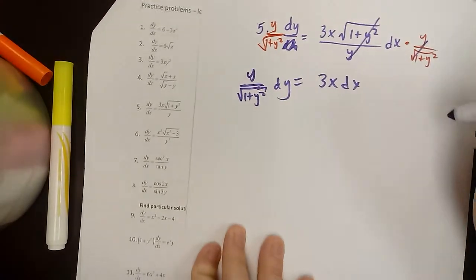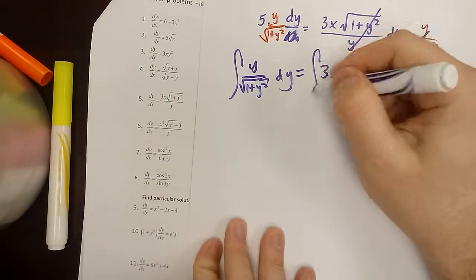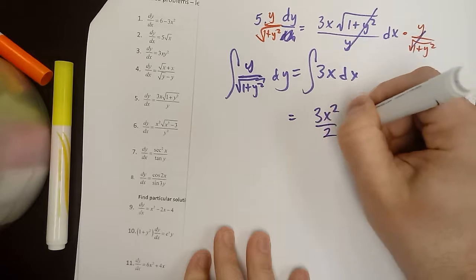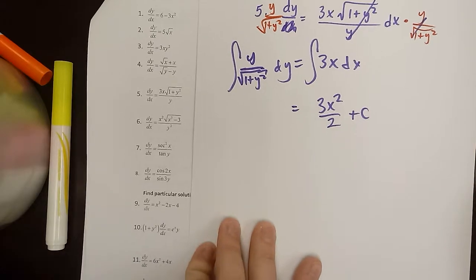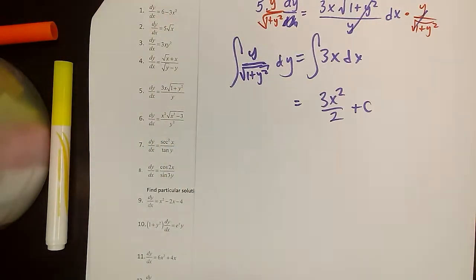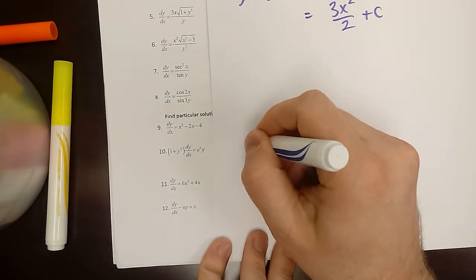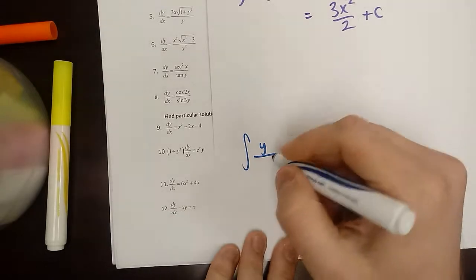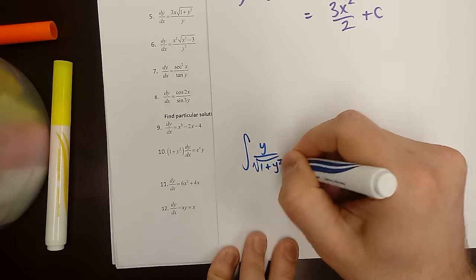So when we integrate both sides, the right-hand side's easy. We get our 3x squared over 2 plus c. Left-hand side, we go cry a little bit, and then we come back. So in order to handle the left-hand side, I'm going to do that down here. So if we were taking the integral of y over the square root of 1 plus y squared dy.